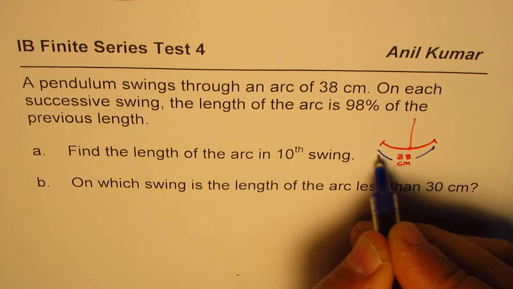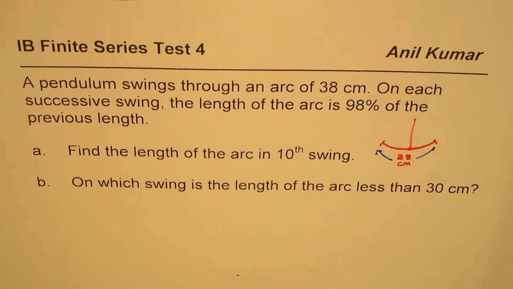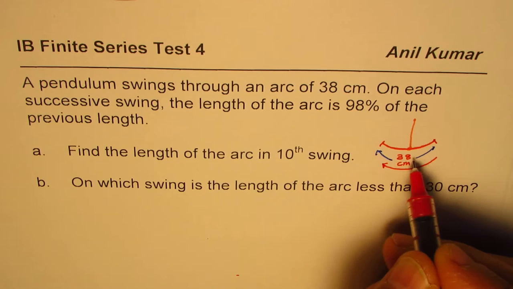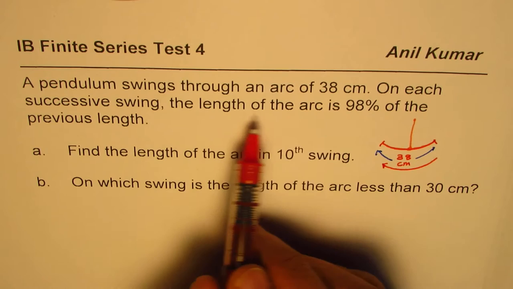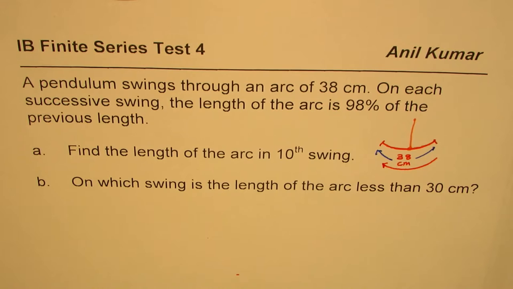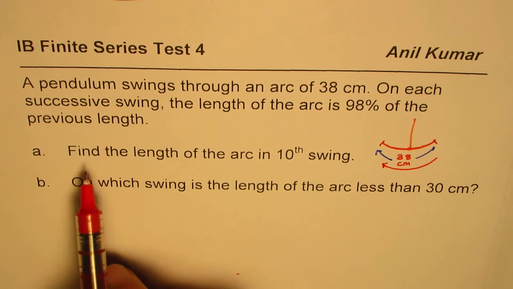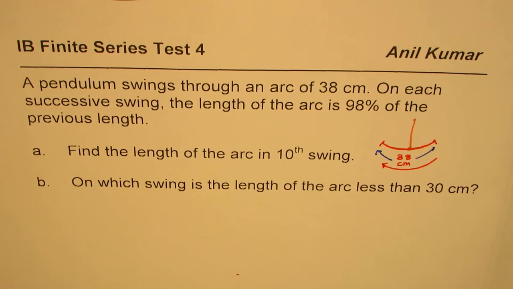So that is what is given to us, arc length, from here to here. Second, when it moves in second time, that is to say, when it returns from here, it will not move 38 centimeters, but it is going to decrease and the length will be 98% of 38 centimeters. That's the question. I hope the question is very clear. And then it just keeps swinging like this. You need to find the length of the arc in 10th swing. So let's try to understand the question.